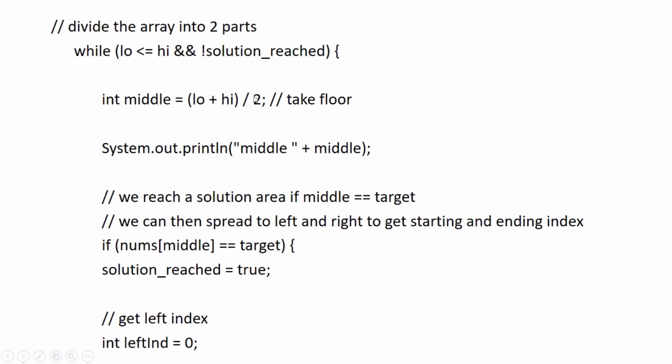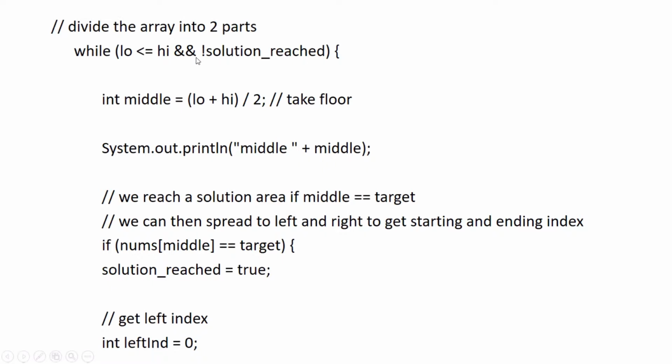So for us to achieve a logarithmic time complexity, we need to divide the array into two parts, and at each iteration we divide it into two parts. We check whether low is less than or equal to high.